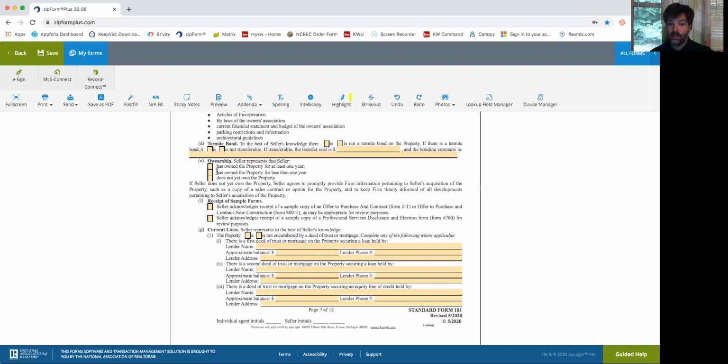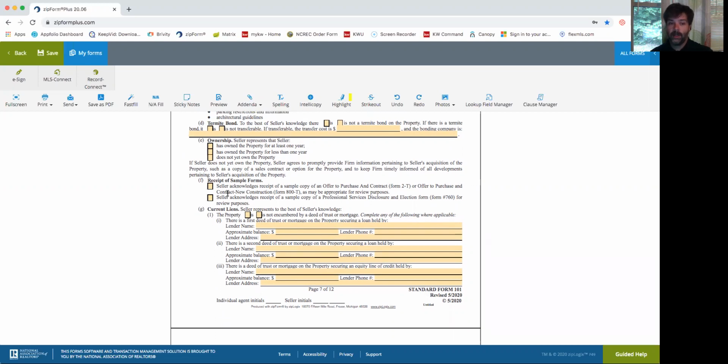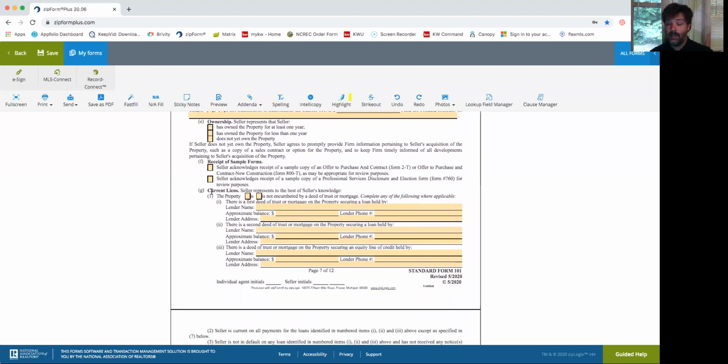This is where we're talking about the disclosure of how long the seller has owned it: 1 year or less, 1 year or more, or does not yet own the property. We're going to give them some samples. Any form you fill out that has a box that says seller receives samples, check the box, give them the samples. You can email them, it doesn't cost you anything. So give them an offer to purchase as a sample.